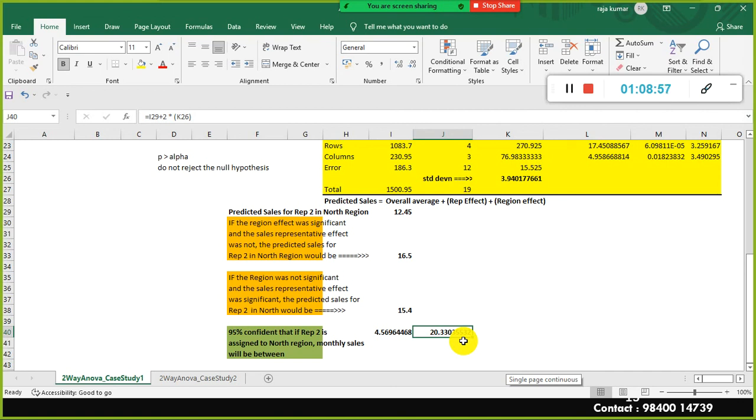We cannot say concretely that a person can achieve this all the time. If I forget about all the things, if the rep effect is 0 and the region effect is 0, forget about these two things. If I deploy salesperson 2 in the north region, and let's assume both effects hold good, we get this value. So if I ask you a question, if I deploy salesperson 2 in the north region, can he achieve 12.45 sales all the time?